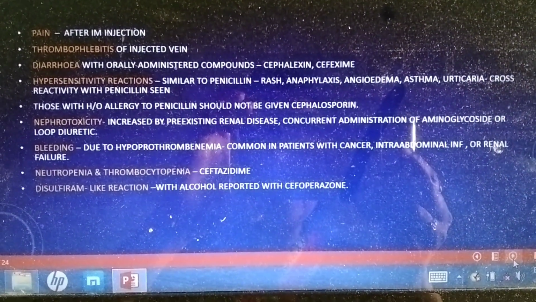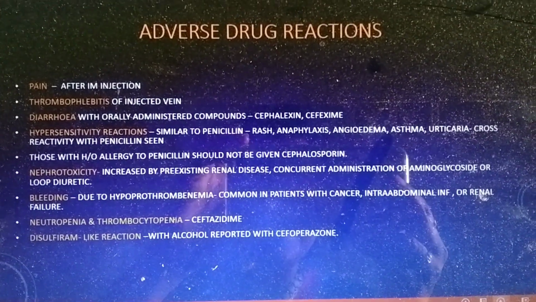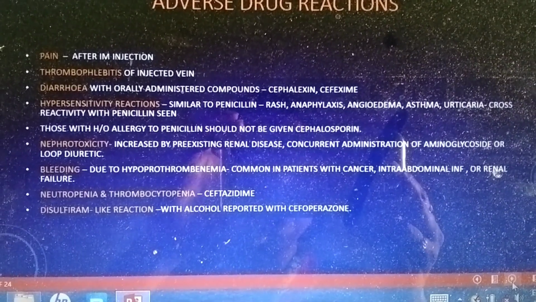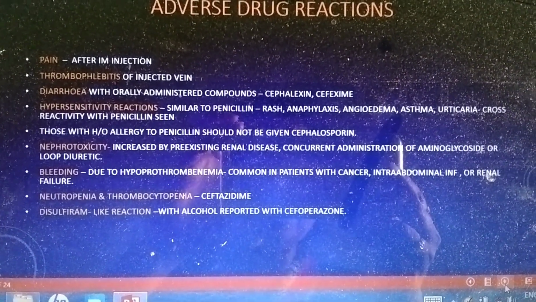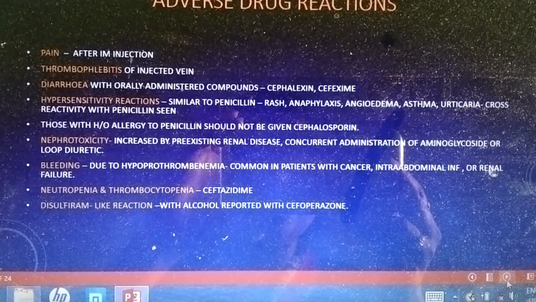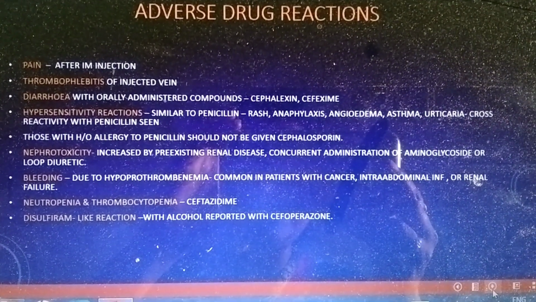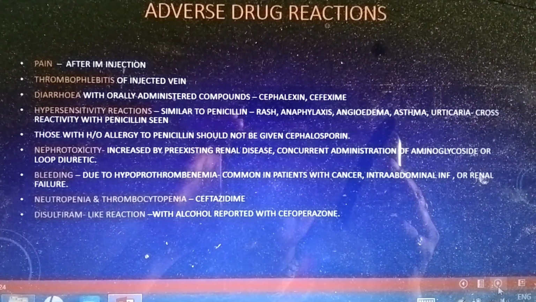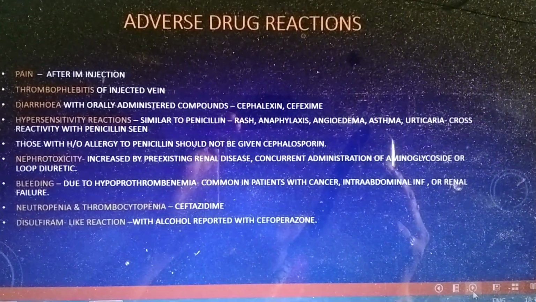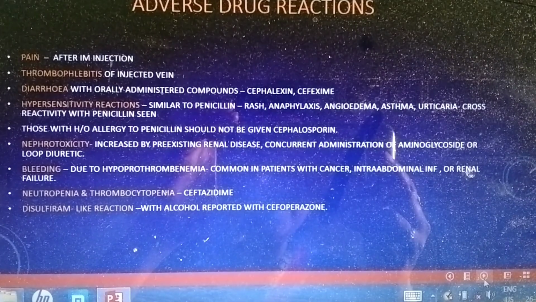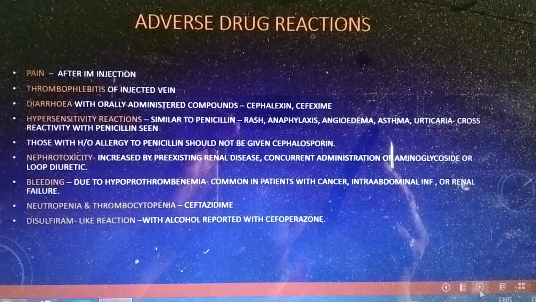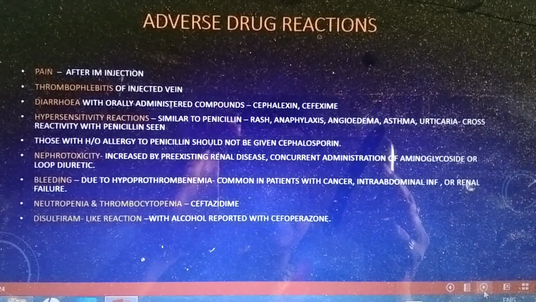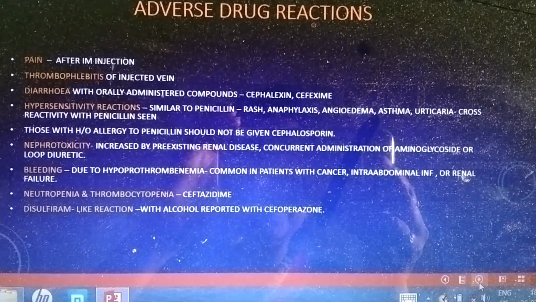can be seen. Cross reactivity with penicillin is seen, and hence emergency drug should be kept at hand. Those with a history of allergy to penicillin should not be given the cephalosporin. Then nephrotoxicity is seen, and it is increased with pre-existing renal disease or in chronic renal failure. Additional administration of aminoglycoside or loop diuretic will worsen the condition. So nephrotoxicity is worsened if aminoglycoside is combined or loop diuretic is given.